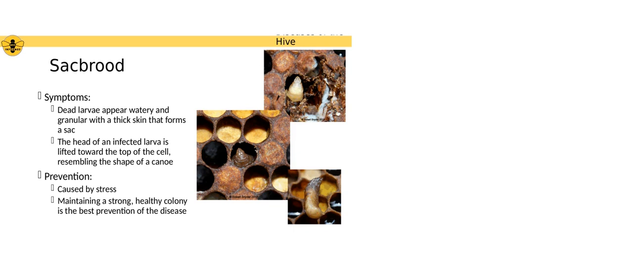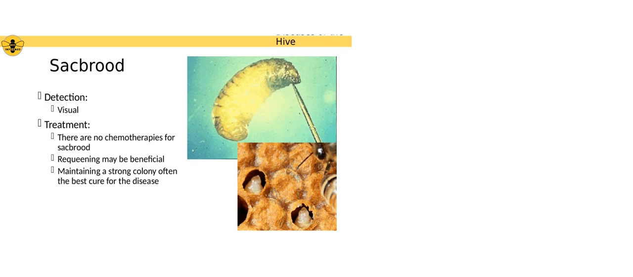Prevention: it's caused by stress, as we talked about. Maintaining a strong and healthy colony is the best prevention for this disease. Here you can see that sac that someone pulled out with a pair of tweezers. And you can even see in the bottom picture how healthy a lot of the other brood looks, minus those few cells that have the sacbrood. We see this in New Jersey a little bit, but not a lot. There's no treatment for it. Requeening may be helpful if the new queen is more hygienic, but maintaining a strong colony is your best option.